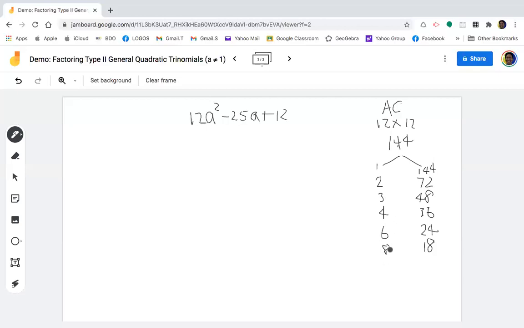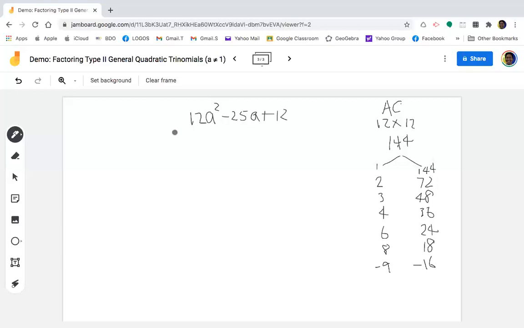Now, can it be divided by 9? Let's try 9. So that becomes 16. Looks like this is the one. 9 plus 16 is 25. All right, we got the right numbers. Now, the sign of the middle term is negative. So both of these must be negative.